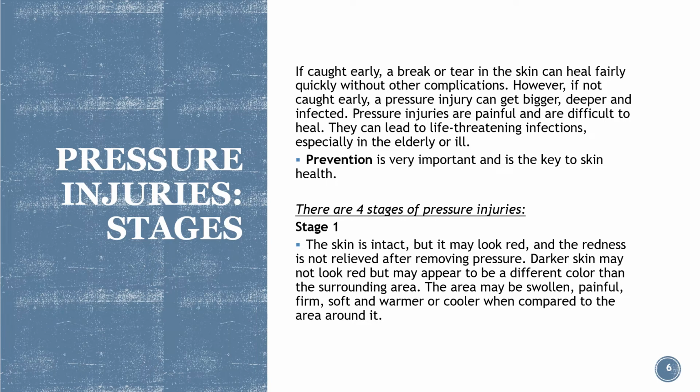There are 4 stages of pressure injuries. Stage 1. The skin is intact, but it may look red, and the redness is not relieved after removing pressure. Darker skin may not look red, but may appear to be a different color than the surrounding area. The area may be swollen, painful, firm, soft and warmer or cooler when compared to the area around it.